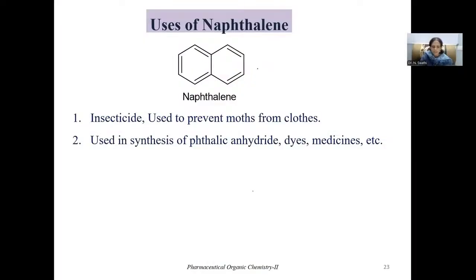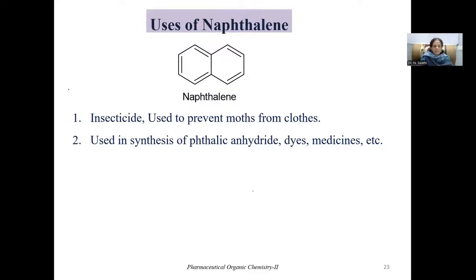This is the structure of naphthalene, as you are aware. Naphthalene is used as an insecticide and also to prevent moths from clothes. Students, you might have observed that many families, even today, use naphthalene balls. They keep naphthalene balls in the clothes, whether new clothes which we use for functions and parties, or woolen clothes and blankets. The use of these naphthalene balls is most prominent during winters.